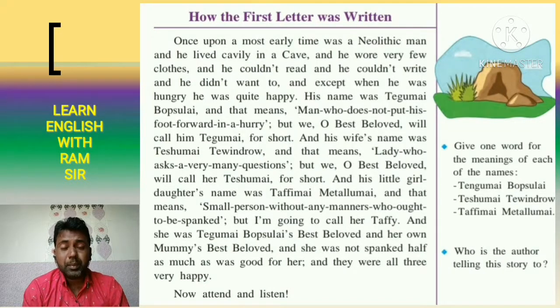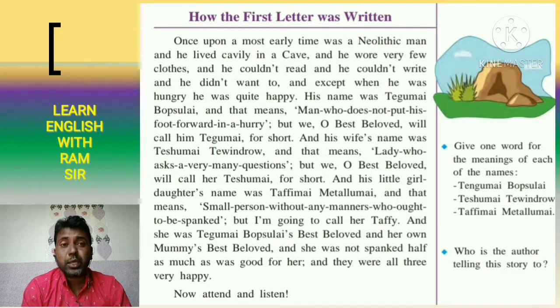Now the third important character we are going to discuss is their little daughter, the little girl. Daughter's name was Taffy Metalumai. Okay, Taffy Metalumai. And that means small person without any manners who ought to be spanked. It means this is the character of the little girl whose name was Taffy. And we call this particular girl Taffy. Okay, remember her name is Taffy. We called her Taffy in this particular story.